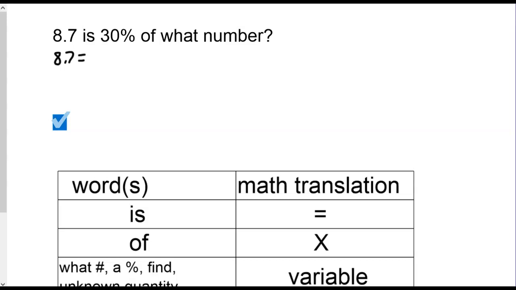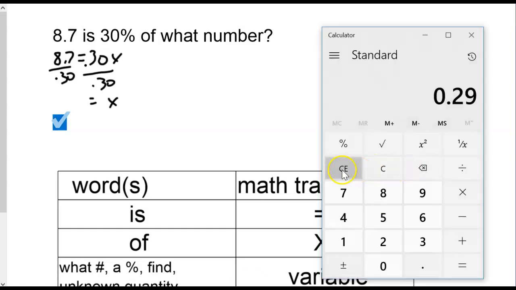8.7 is, or equals, 30%. Now we're going to remember that 30% is 0.30, so I'm just going to put it right there, of x. All right, so now we're going to get rid of this, and we're left with x. What we do to one side, we have to do to the other. So let's see, 8.7 divided by 0.3 equals 29.